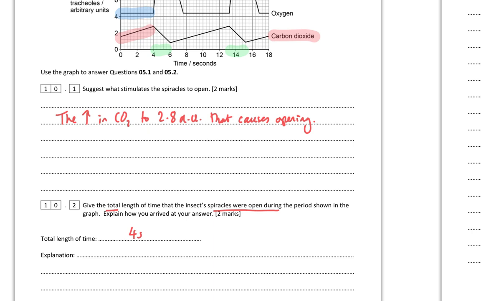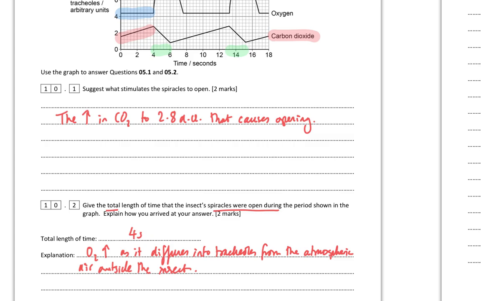And the reason why it's that is because oxygen concentration increases. Yeah, O2 increases as it diffuses from outside and diffuses into the tracheoles from the atmospheric air outside the insect. Good.